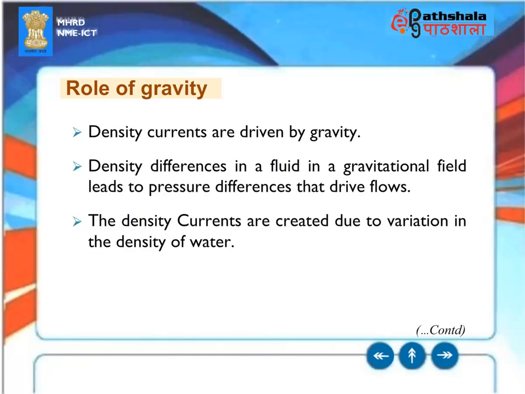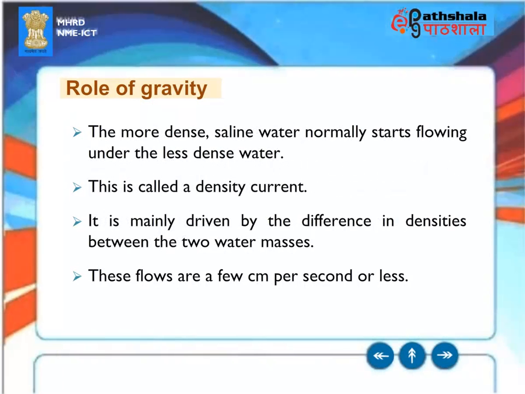Role of gravity. Density currents are driven by gravity. Density differences in a fluid in a gravitational field lead to pressure differences that drive flows. The density currents are created due to variation in the density of water. The more dense saline water normally starts flowing under the less dense water. This is called a density current. It is mainly driven by the difference in densities between the two water masses. These flows are a few centimeters per second or less.